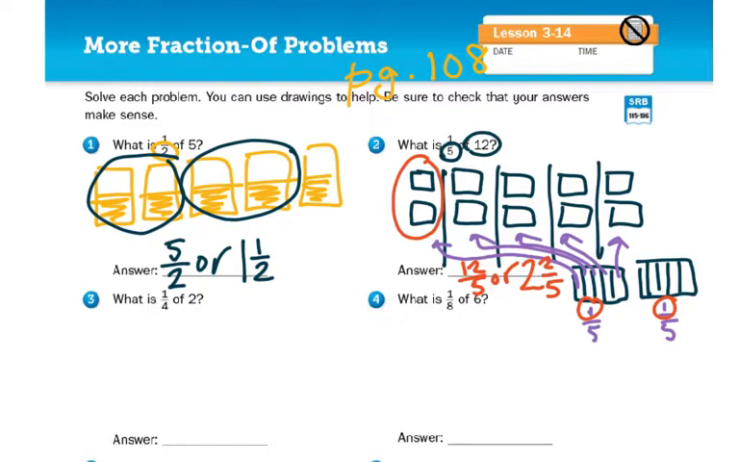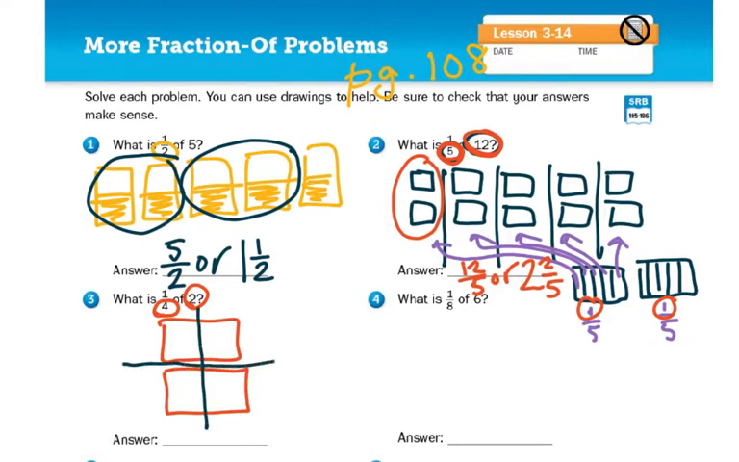What is 1/4 of 2? Well, if we're putting it into 4 equal groups and we only have 2 whole things, our answer is going to be less than 1 whole. We knew the last one was going to be more because we had 12 things and we were only putting them into 5 equal groups. So I'm going to take 2 whole things and divide them into fourths. Draw this picture with me.